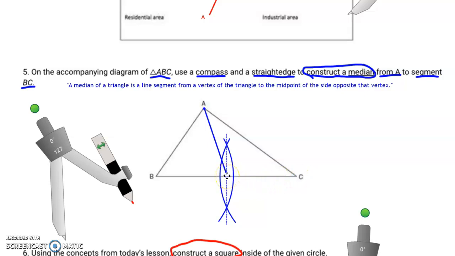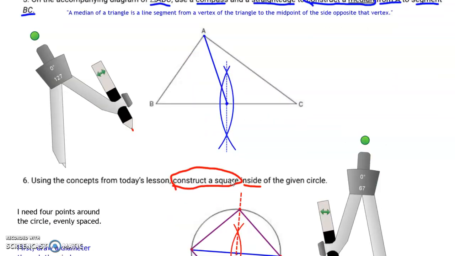In other words, construct a perpendicular bisector. So here's the midpoint, connected A to that midpoint, and there I am drawing a median.